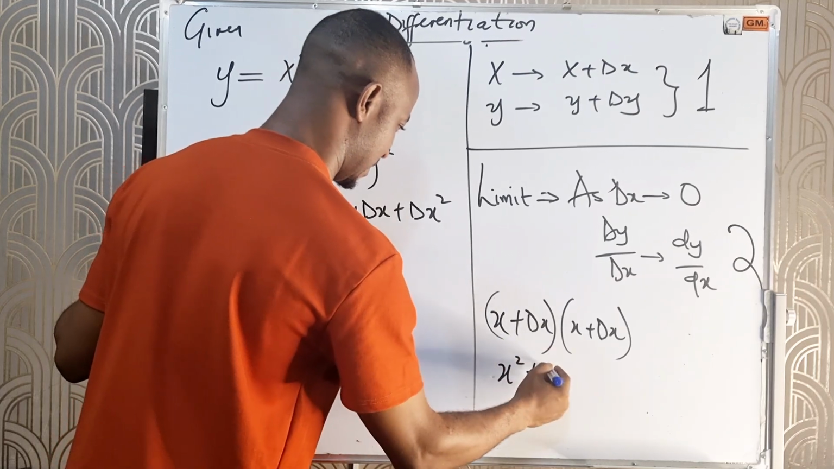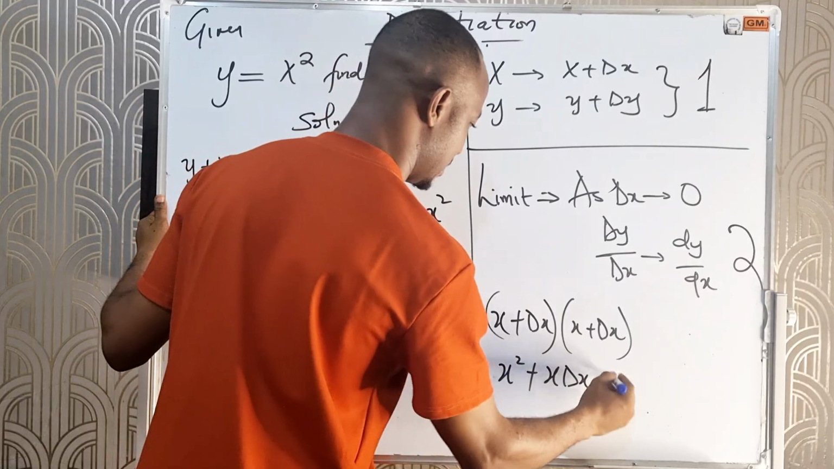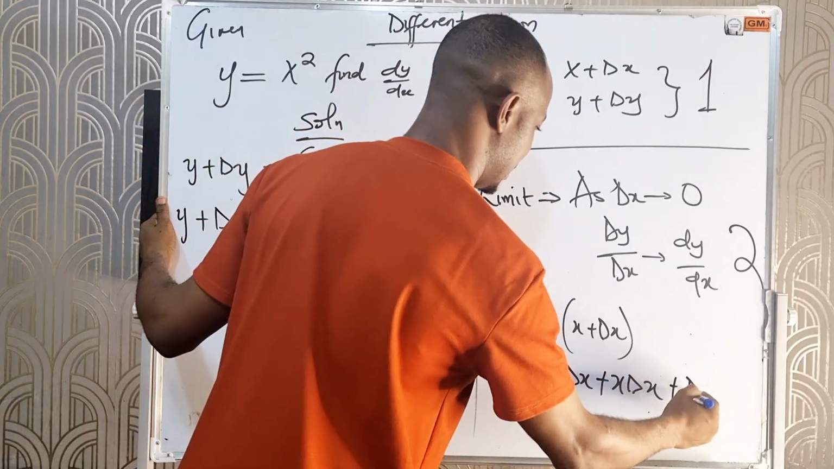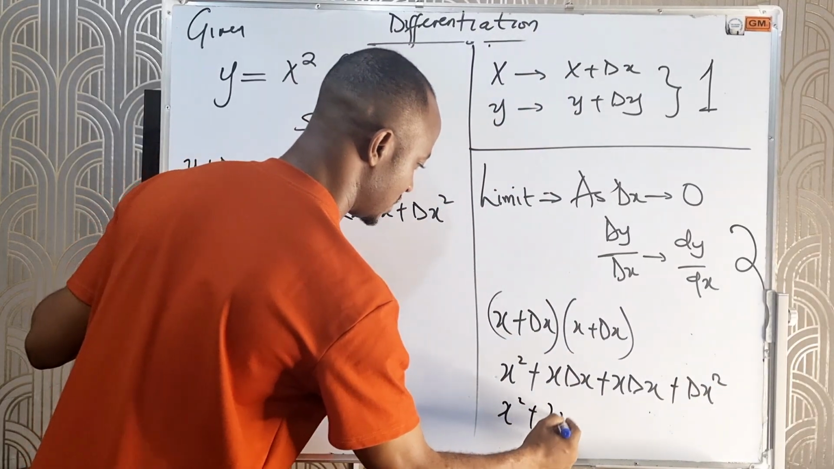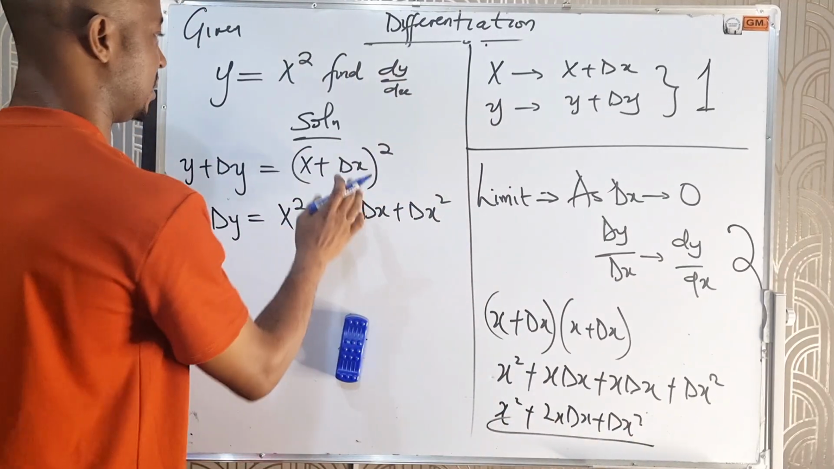x times delta x is what? Is x delta x. Delta x times x is what? Is x delta x. Delta x and delta x is what? Is delta x squared. These two are like terms. Here becomes x squared plus 2x delta x plus delta x squared. So the expansion for this is simply this.